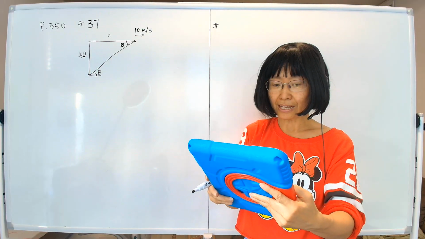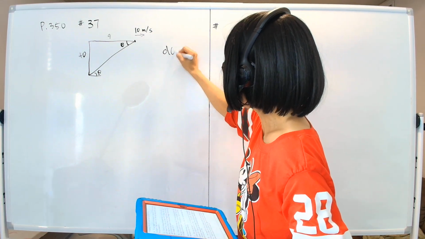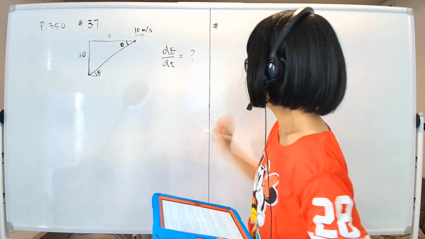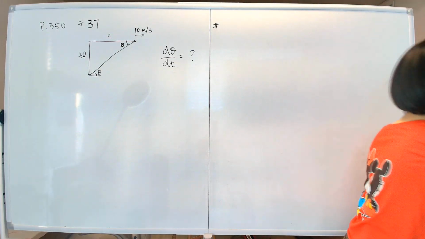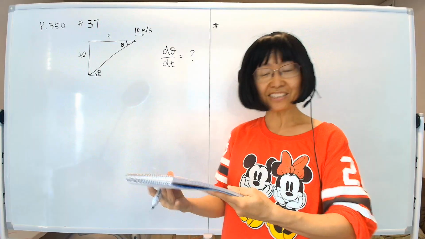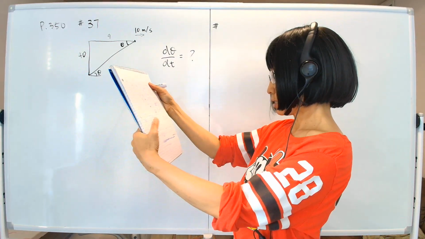How fast does the angle of elevation change? So what we're looking for in this problem is d theta by dt equals what? Okay, and so having said that, let's do this. Now, what do I have?